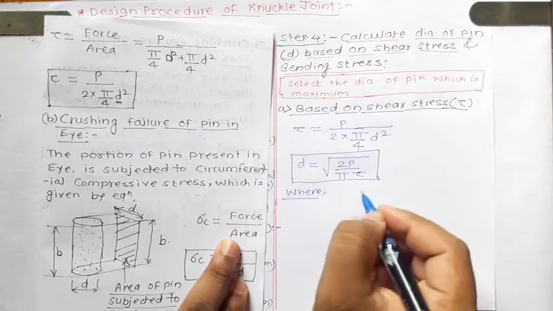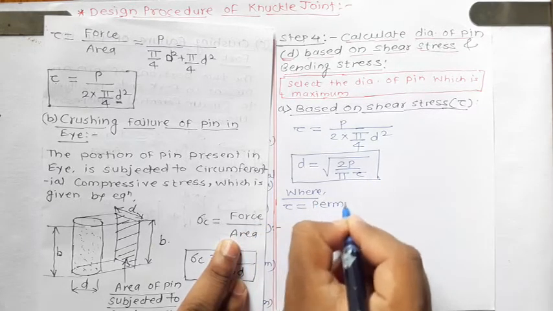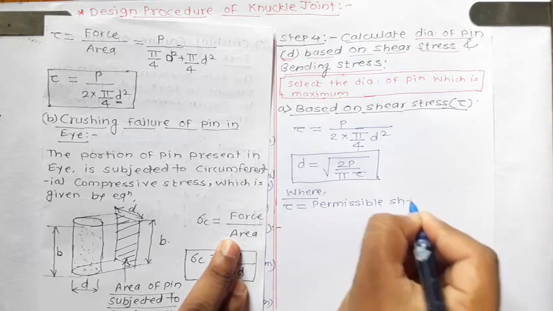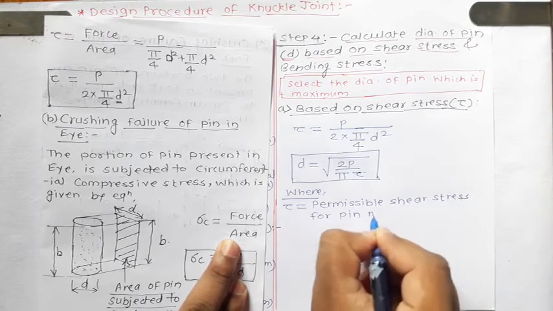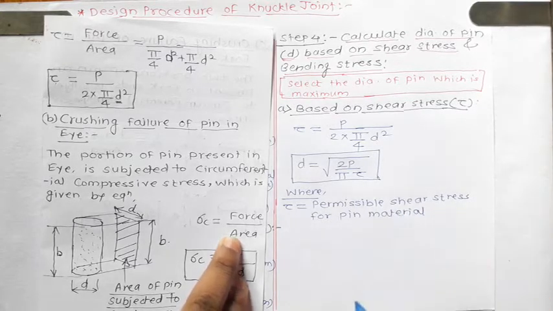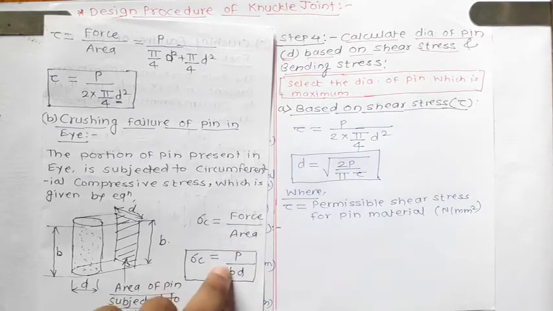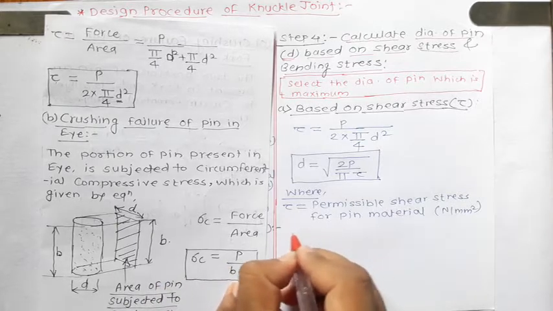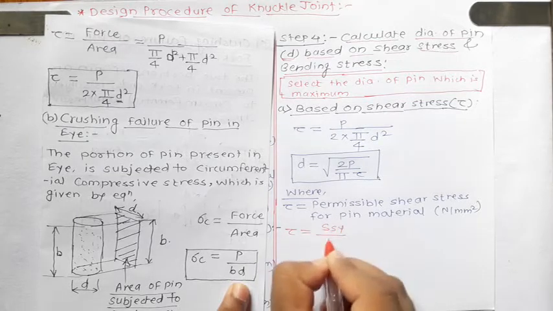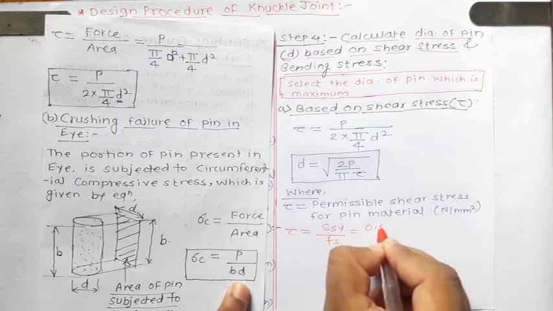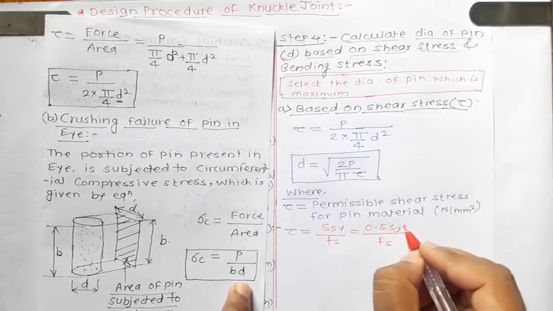where this P is nothing but the external load applied and this tau is nothing but the permissible shear stress for the pin material in Newton per mm square. Now remember, how to find out this permissible shear stress, we have already discussed in the previous lecture, but still remember here tau we have to calculate, that is permissible shear stress as SSY upon FS, where this SSY is given as 0.5 SYT upon FS as it is. So SYT will be given to you, FS will be given to you.